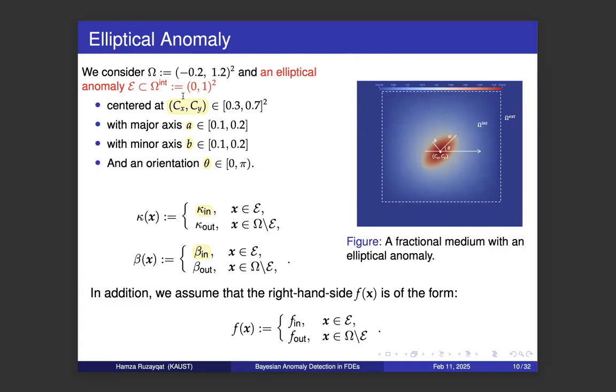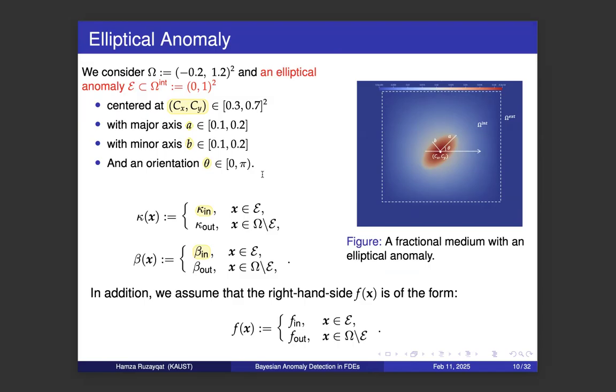And our ellipse, which is the unknown but known shape, so the unknown inclusion is denoted by E, is centered at some location Cx, Cy, so some point here. And it belongs to [0.3, 0.7], each of the Cx or Cy. We have the major axis A of the ellipse, the minor axis B, and the rotational angle theta. So actually, all of these will be unknown, and we would like to infer them.